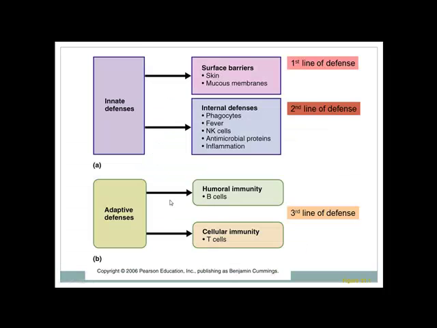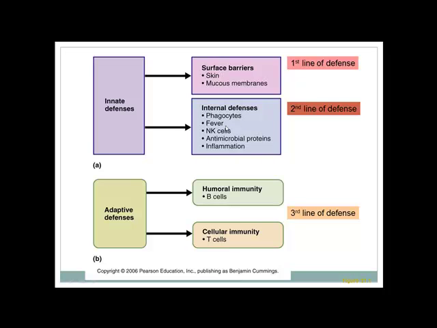Now into the immune system. There are going to be two major categories, your innate defense and your adaptive defense. Innate defense is what you are born with. It's an innate ability. It's broken up into your first and second line of defenses. Your first line of defense is your surface barriers, basically skin and mucous membranes. Your second line of defense is internal defense mechanisms, such as phagocytes like macrophages.